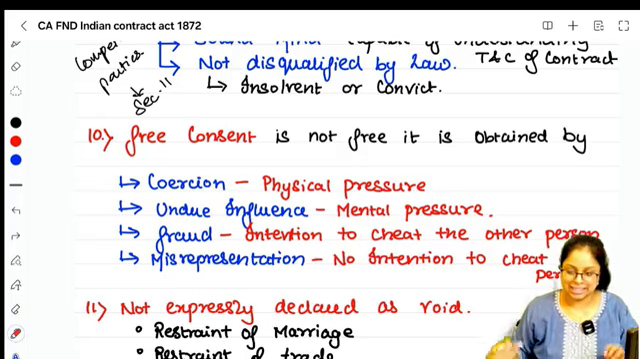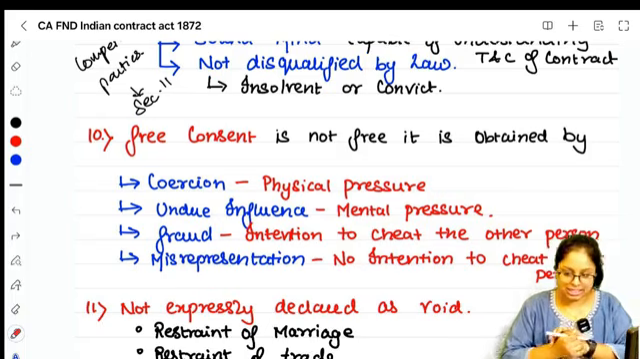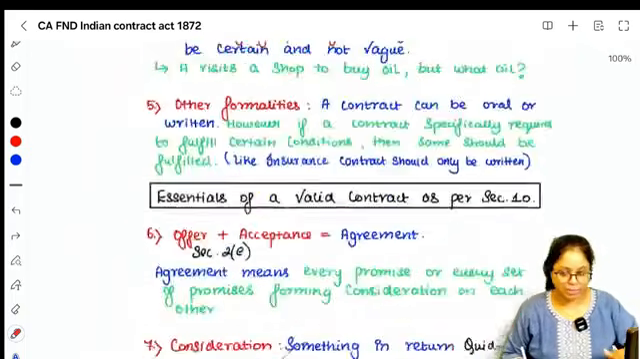Is that clear, guys? Is that absolutely clear? Ipo section numbers paathalama.